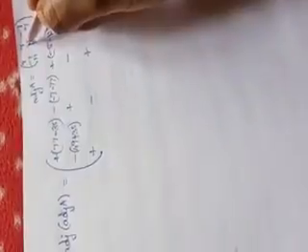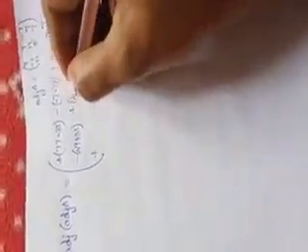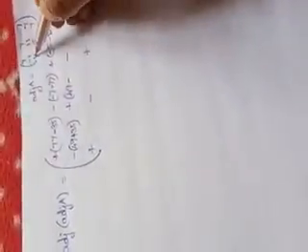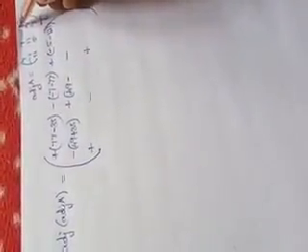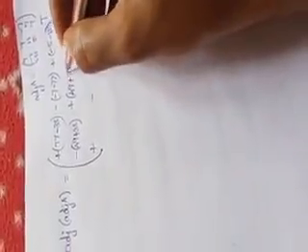Now for this position, leave that row and column. 7 into 7, 49, minus 11 into minus 7, minus 77. Since we have a minus here, this is plus 77. Now for this position, leave that row and column. 7 into 5, 35, minus 11 into 7, 77.